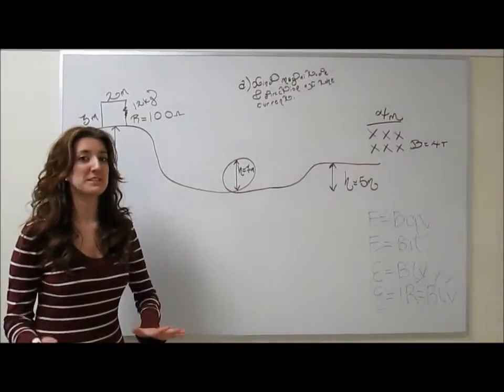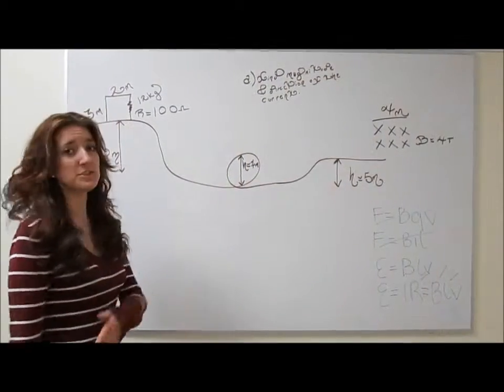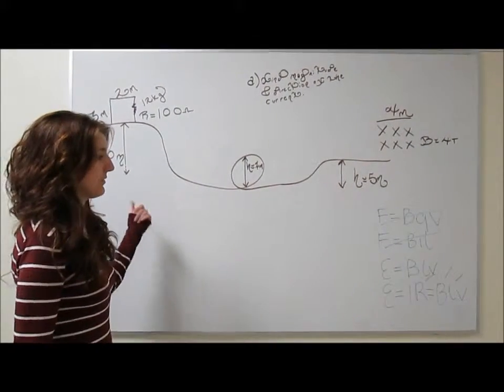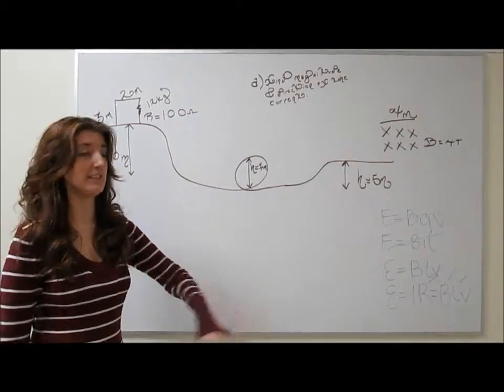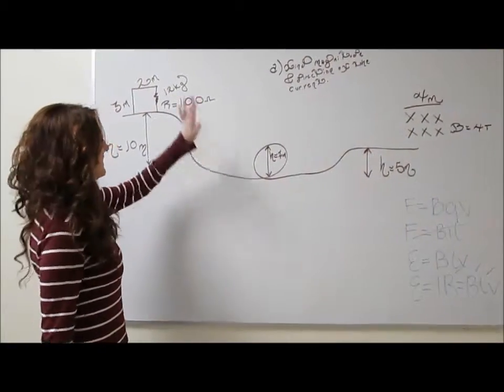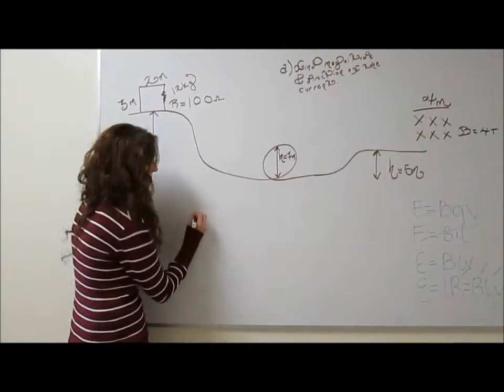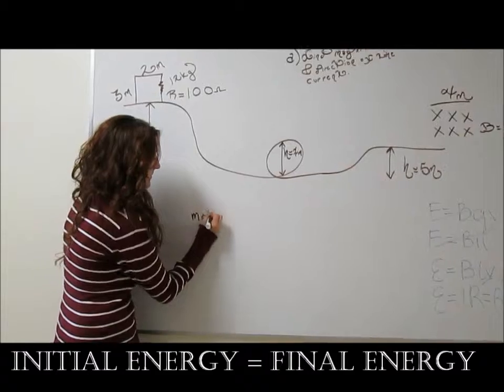As Courtney explained earlier, we are going to use the equation IR equals BLV. In order to do so, we're going to need to know what the velocity is. And in order to do that, we're going to need to obtain that information from the heights and the mass given. I'm going to use the equation MGH set up on the board.